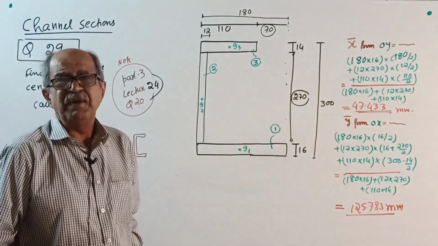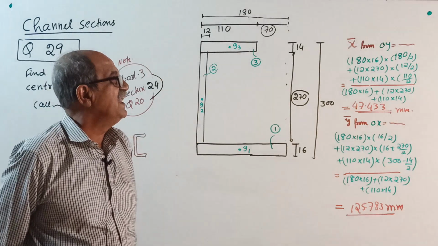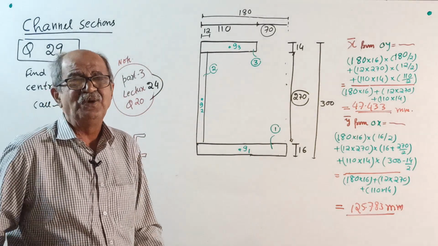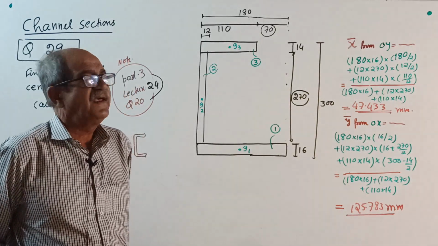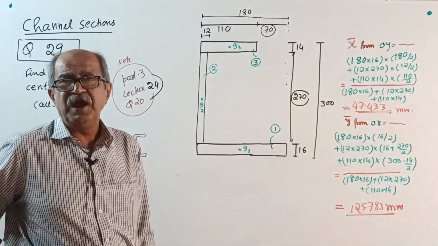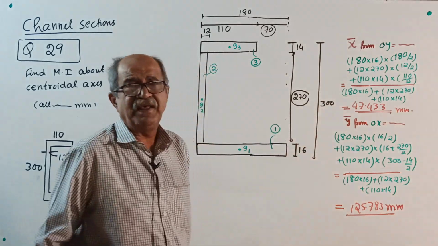This I have been telling from every class. Some will tell, he is stopping and telling every time what to do. Moment of inertia about centroidal axis required, Ixx, Iyy. So first you should locate centroid G. For that you require X bar, Y bar from reference axis.